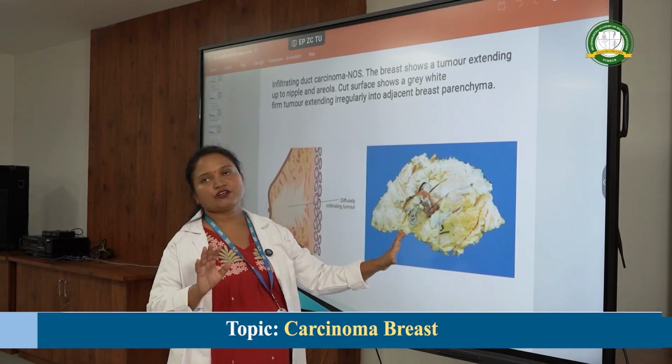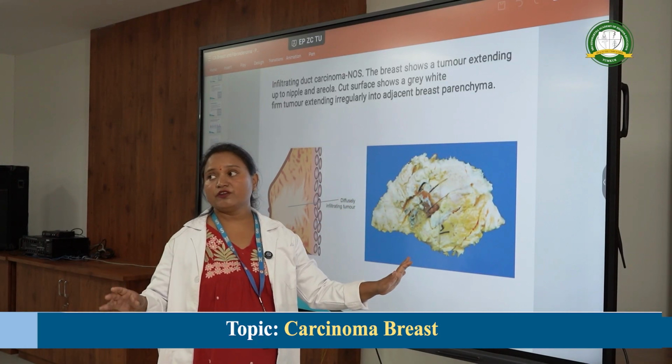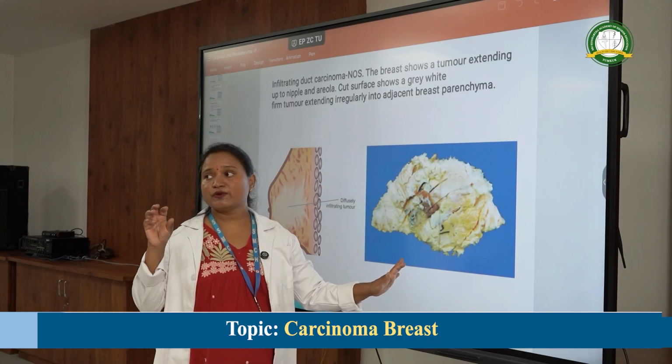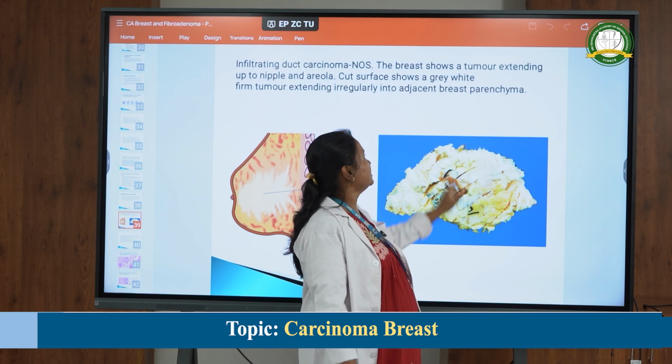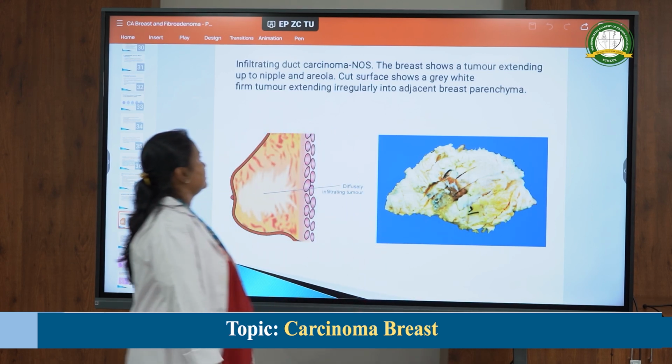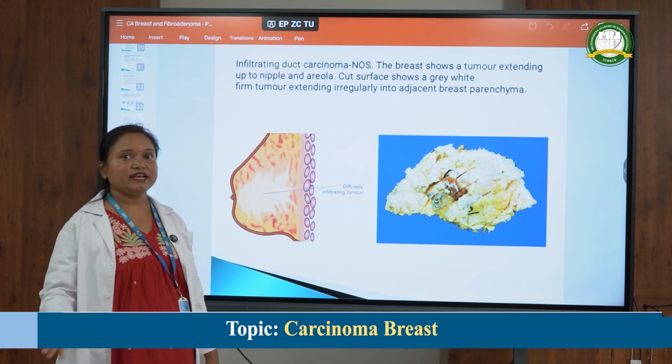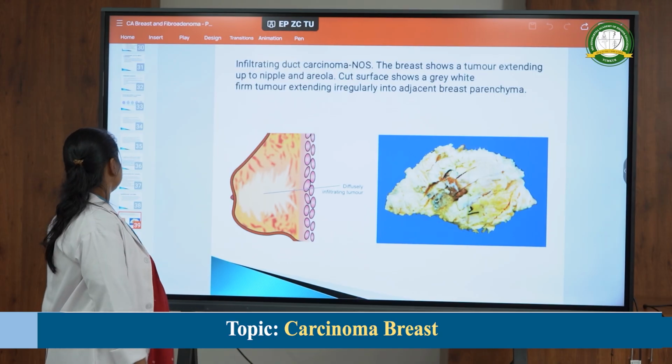So it is irregular, not well circumscribed like fibroadenoma. Fibroadenoma, you saw, is well circumscribed, a solitary lesion, whereas this is diffuse and irregular, extending irregularly into the adjacent parenchymal breast tissue.